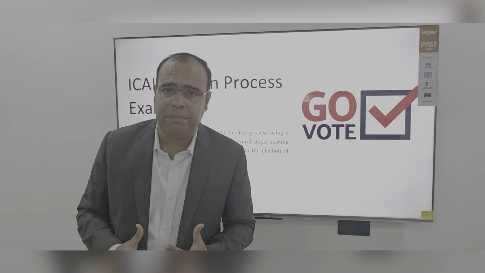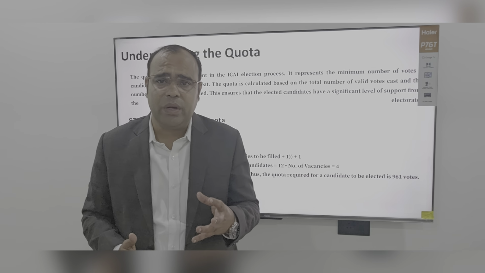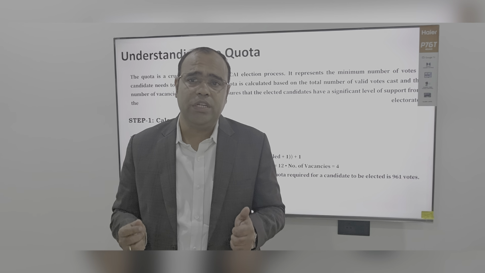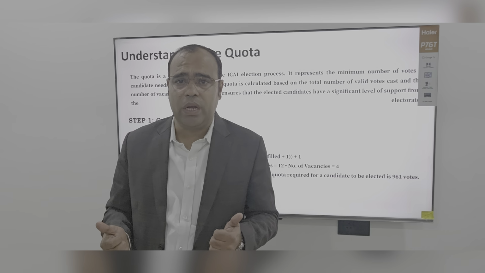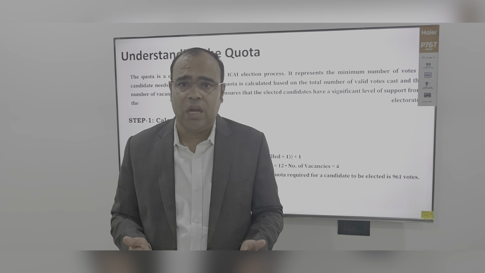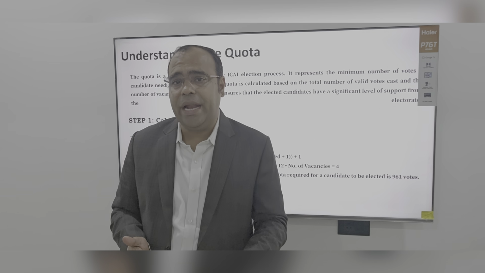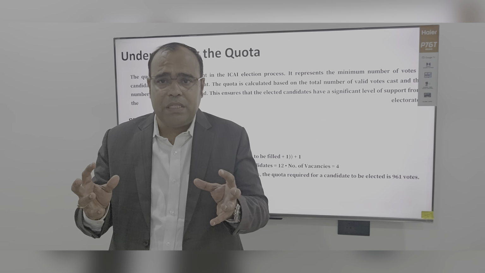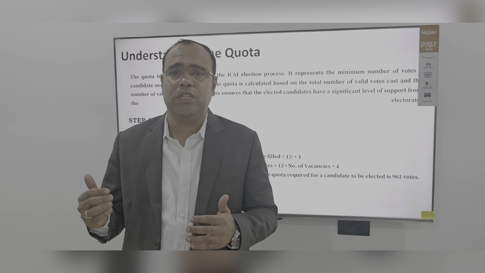So how does it actually happen? Let us take an example. Before that, let us understand a few important terms which we need to know about the election process. The first one is quota, the second is distribution of surplus, the third is elimination of the candidates. What is quota? If a person gets the quota, he is declared a winner and need not go through the elimination process.